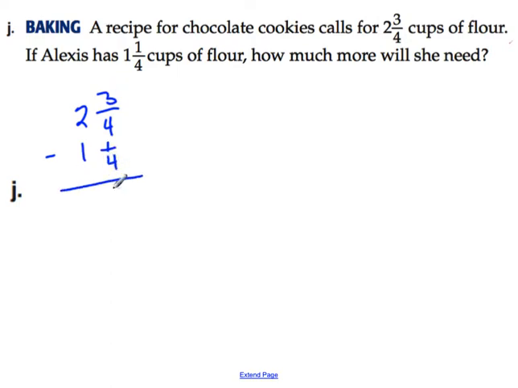Well, 3/4 minus 1/4 is 2/4. 2 minus 1 is 1, but I need to reduce that. That is not in simplest form. So 2/4 is the same as 1/2. So my answer is 1 1/2 cups.